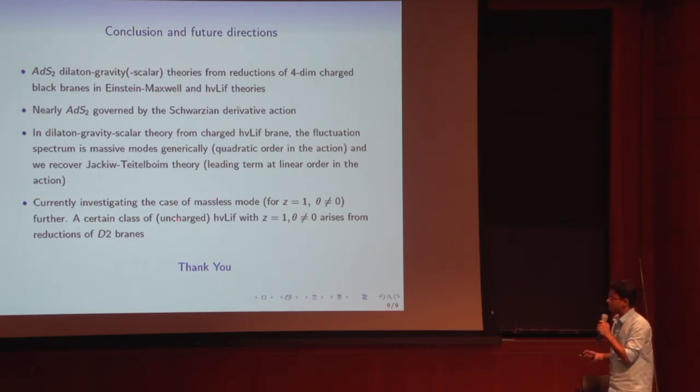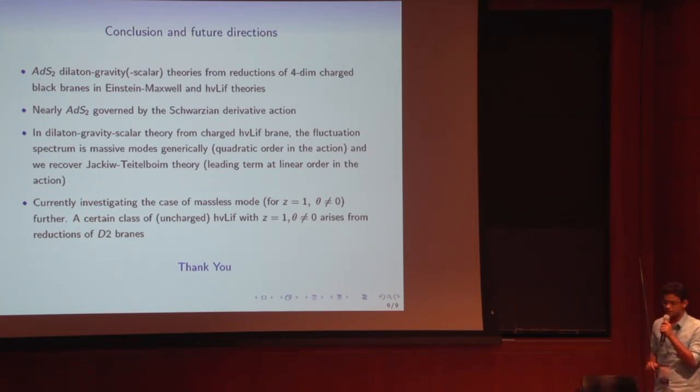Just to mention, a certain class of uncharged hyperscaling violating Lifshitz theories with z equal to 1 and theta non-zero arise from reductions of D2 branes. Thank you.